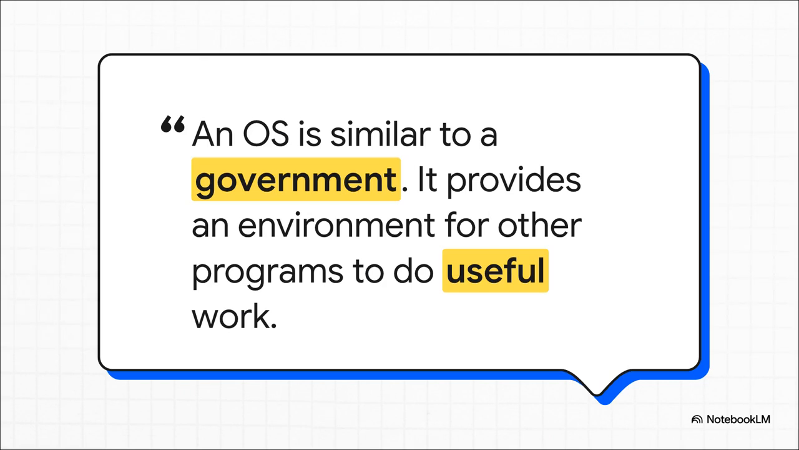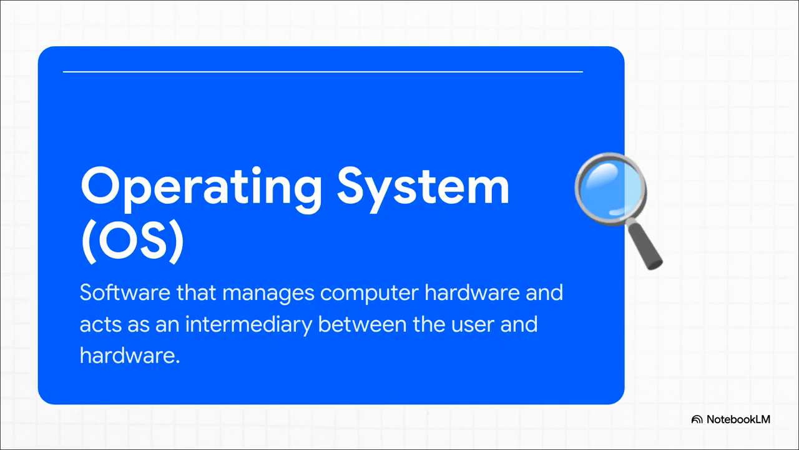Now here's a fantastic way to think about the OS, and it comes straight from our source material. It's basically like a government. Think about it. A government doesn't write your emails for you or edit your photos. But what it does do is provide the essential environment, the roads, the laws, the infrastructure that lets all that useful work get done in the first place. So, to put it a bit more formally, an operating system, or OS, is the software that manages all the computer's hardware. It's the critical intermediary between you and the physical machine. It's like the conductor of the entire orchestra, making sure every part plays in harmony.